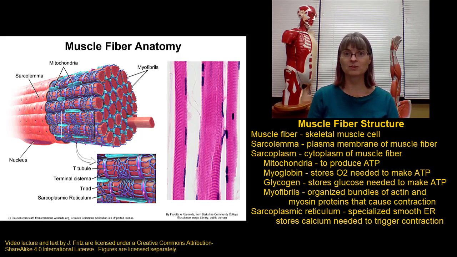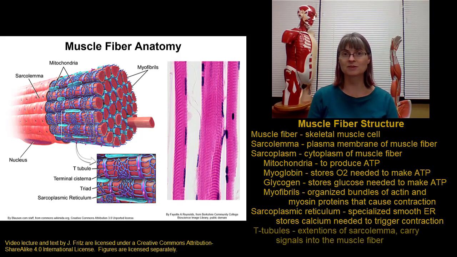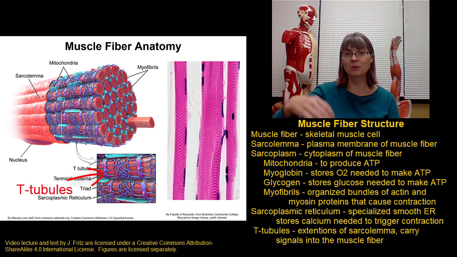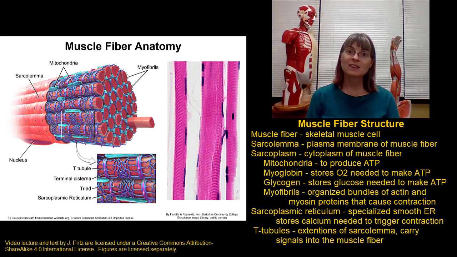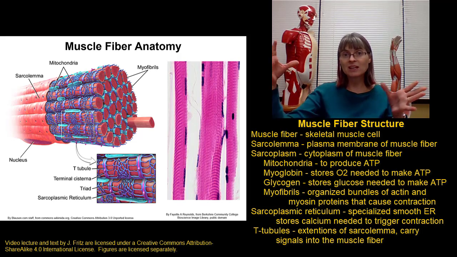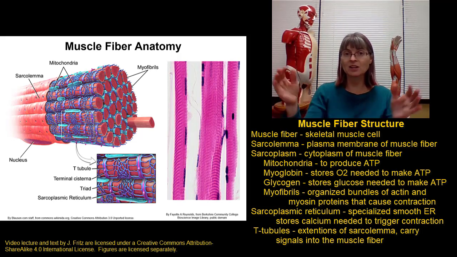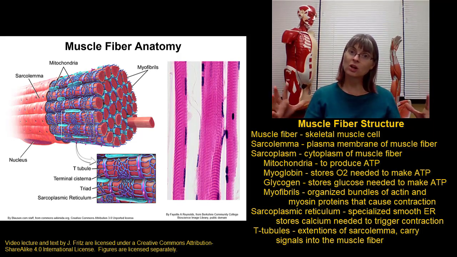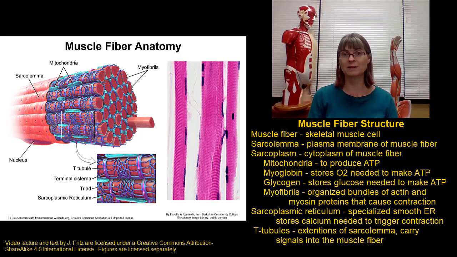Another important structure in muscle fibers are the T-tubules. T-tubules are sort of infoldings of the sarcolemma, infoldings of the plasma membrane that reach deep down into the muscle fiber. These are really important because they're going to carry the signal to contract from the outside of the cell deep into the cell so that all of the myofibrils can contract at one time.